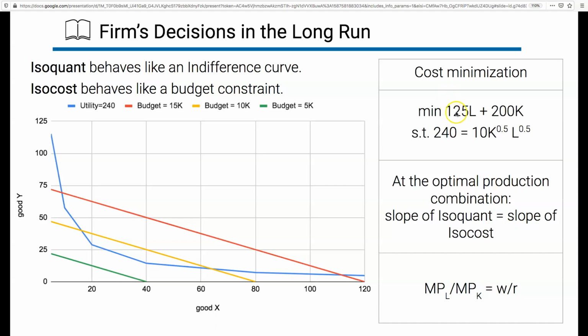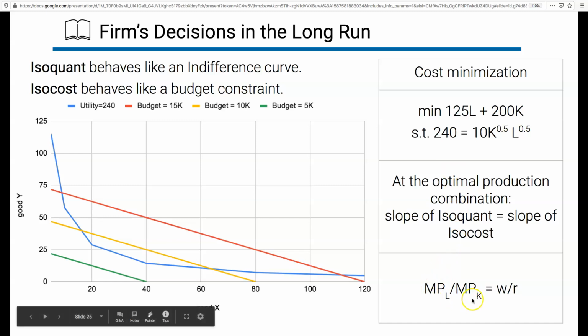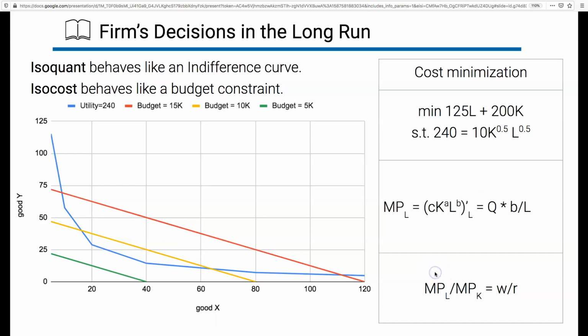Minimize 125 times labor plus 200 times capital, subject to output has to equal 240. We don't know yet what marginal product of labor and capital are, but we can define them now the following way.